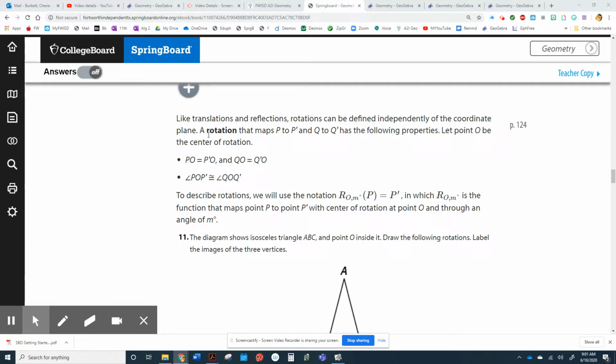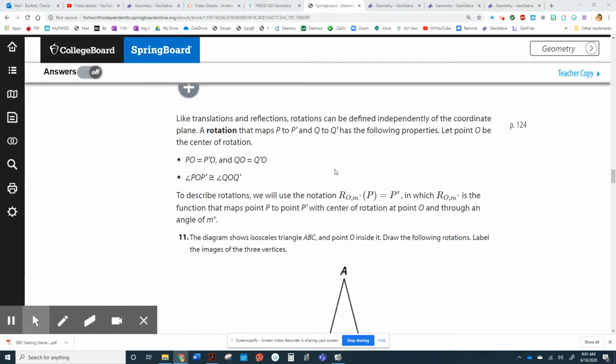If you have a rotation and it maps your pre-image, some point P to P prime and another point Q to Q prime, so P and Q are on your pre-image, P prime and Q prime are on your image, these two things are always going to be true. Now it says we're rotating it about point O. Okay, so O is the center of rotation. So a distance is going to be equal to each other. We've got these two things that are equal, and these two things that are equal. And then we've got some angles that are equal.